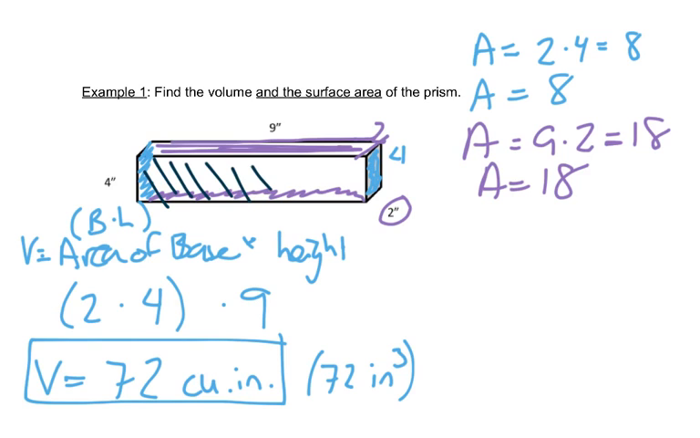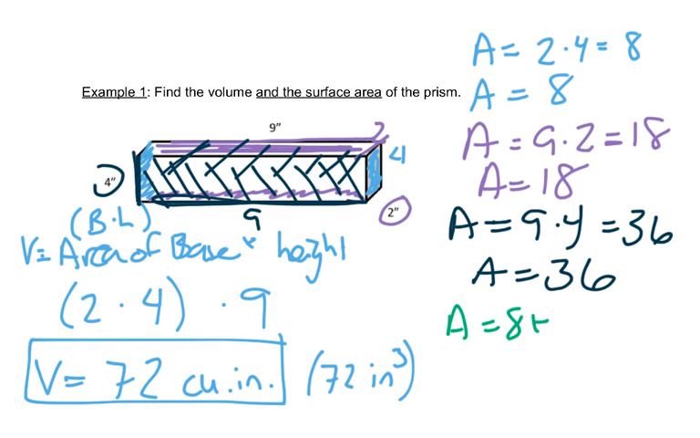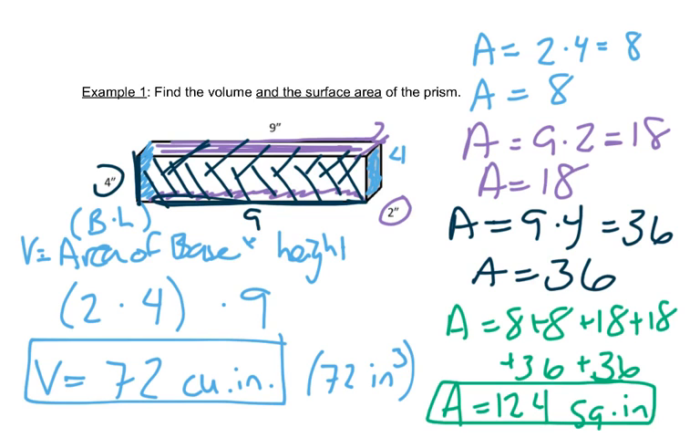Now let's look at the front. This distance on the front would be 9, and this distance on the front is 4. So we'd have 9 times 4, which is 36. And along the back we'd have the same size piece. So the surface area wants us to add all of that together. So we'd have 8 plus 8 plus 18 plus 18 plus 36 plus 36, which is equal to 124. It is area, so it needs to be in square inches.